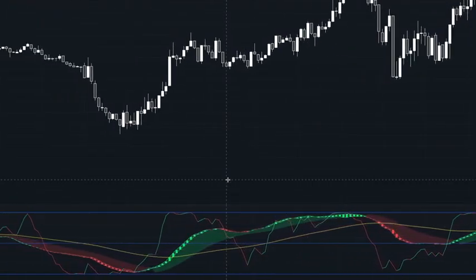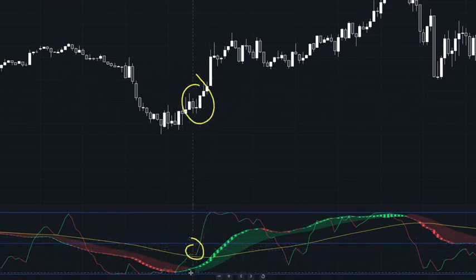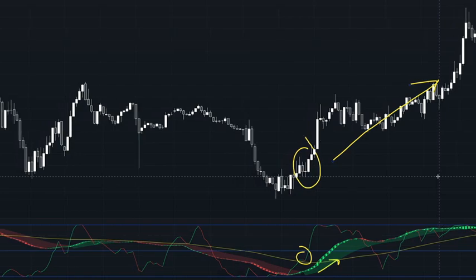Let's see if I can find another. Here we go. So delta comes down, we close above it, and here is your first tick up right there, right here, as the delta is rising. And that ends up being a beautiful trade.